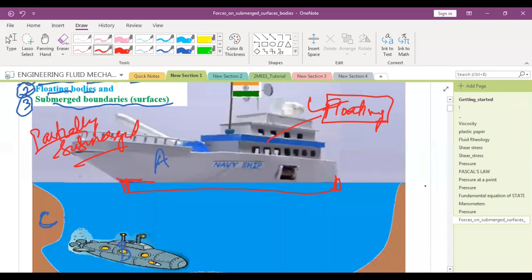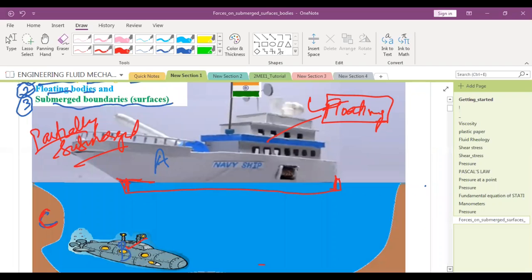What about this submarine? This is fully submerged. And what about the sea? This is a submerged boundary or surface. The sea floor is the submerged surface. Are you clear?